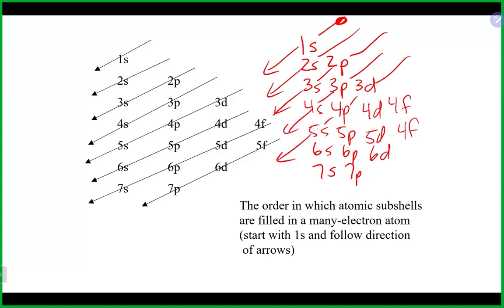If you know how to do that, and you know what we talked about before, that you fill up an s orbital, that's 2 electrons. You fill up a p subshell, that's 6. Fill up a d subshell, that is 10, and you fill up an f subshell, that is 14. You can pretty much write any electron configuration that you would need to write. Any questions on that there?